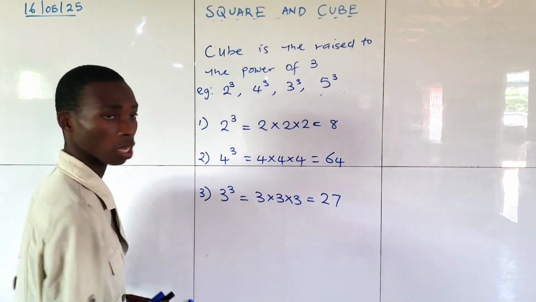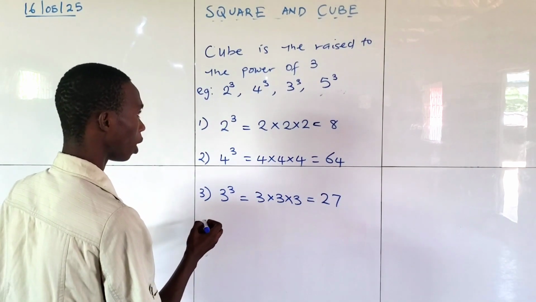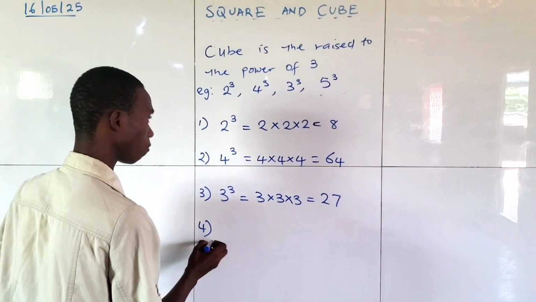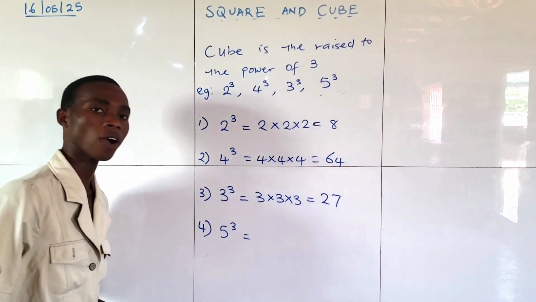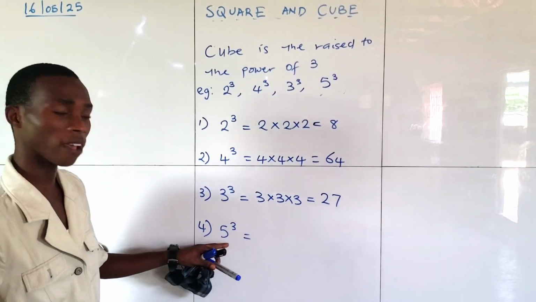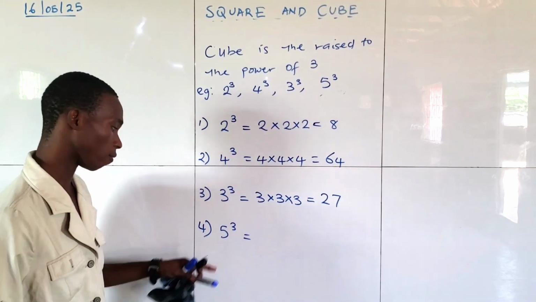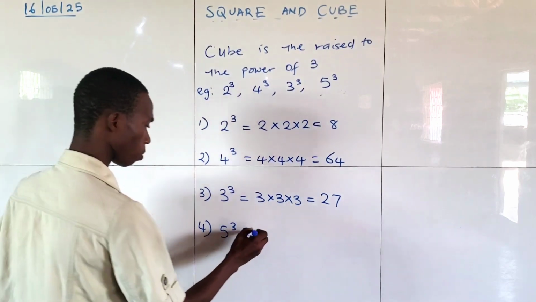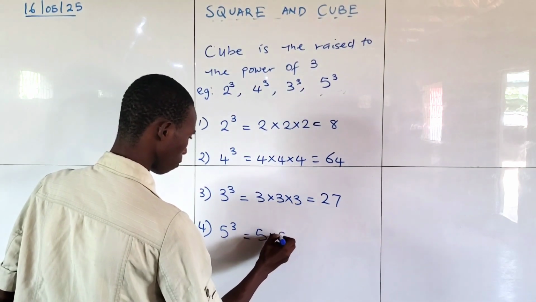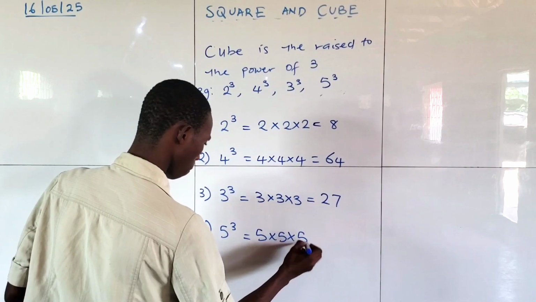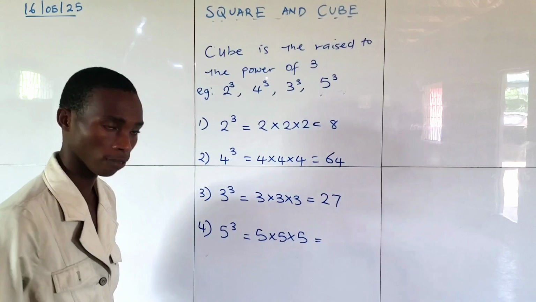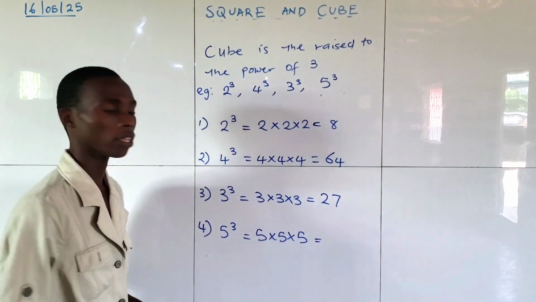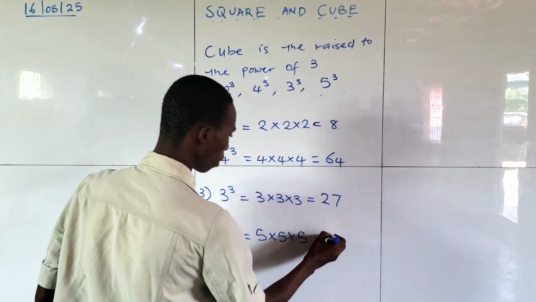And then let's move to the next one, which is the last example, number 4. We have 5 cubed. Now 5 cubed is the same as 5 multiplying itself 3 times. So it will now be 5 times 5 times 5. Now 5 times 5 will give us 25. And then 25 times 5 will give us 125.